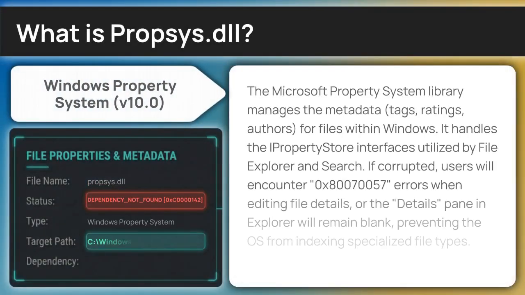It manages the metadata, tags, ratings, and authors for files within Windows. It handles the IPropertyStore interfaces utilized by File Explorer and Search. If corrupted, users will encounter 0x80070057 errors when editing file details, or the details pane in Explorer will remain blank, preventing the OS from indexing specialized file types.